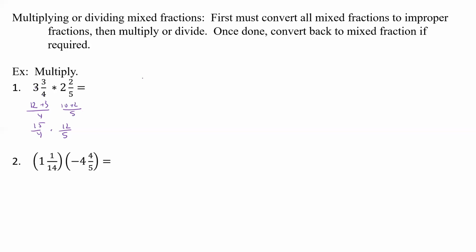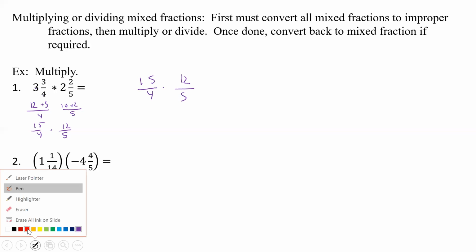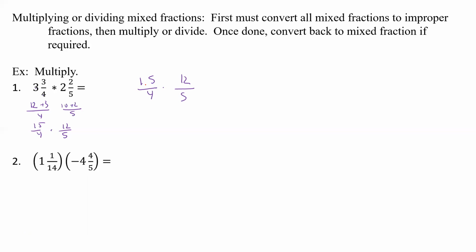Okay, so let's go ahead and write that up here because guess what? We can cancel, it looks like, on some pieces. Remember, we want to cancel before we multiply. Otherwise, if we take 15 times 12 divided by 4 times 5, then we're going to have to do a lot of work along the way.